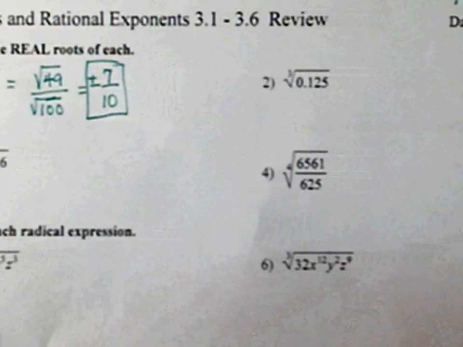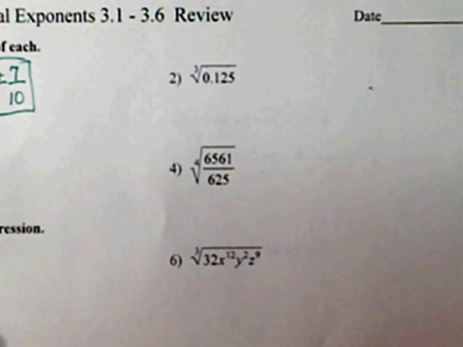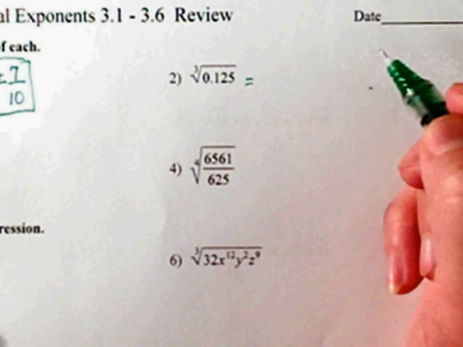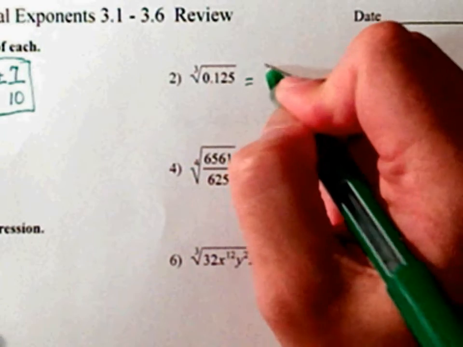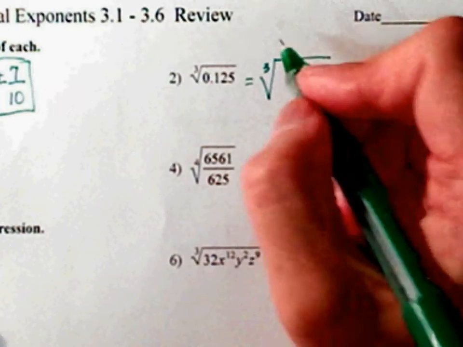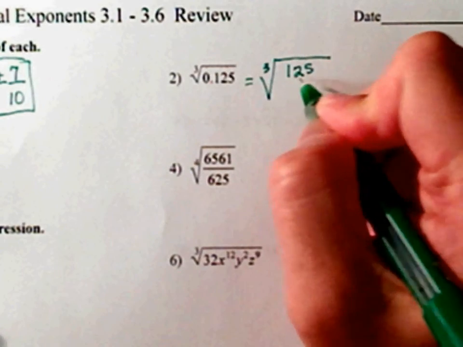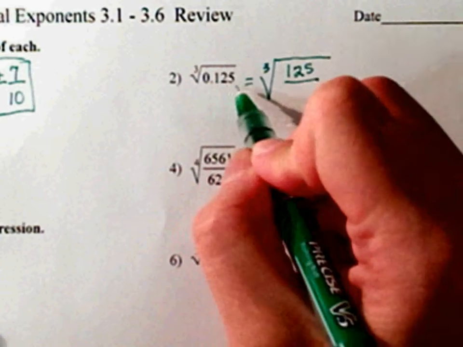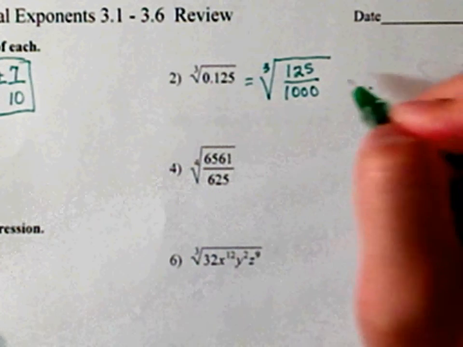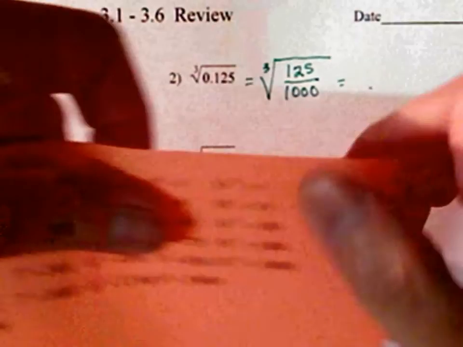Number 2. You have a cube root of 0.125. I will rewrite it to where I will get rid of the decimal. Now you can write it together like that, or just like number 1, separate them. This is the same thing as 125 over, 3 decimal places to the right, so that gives me 3 zeros, makes it 1,000. Okay. Use your paper.